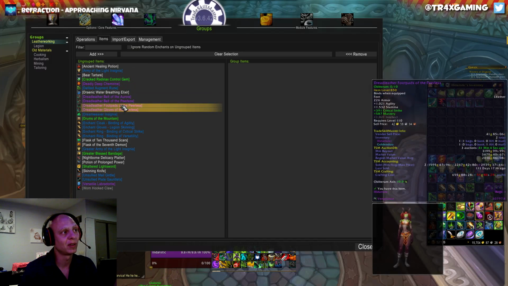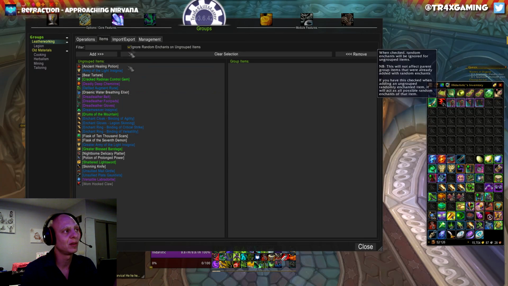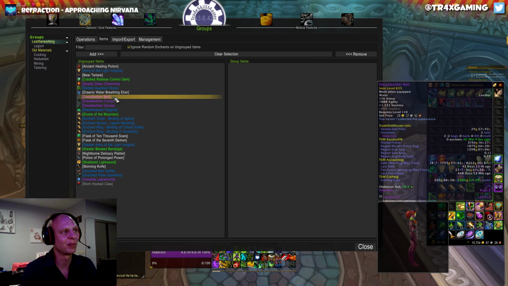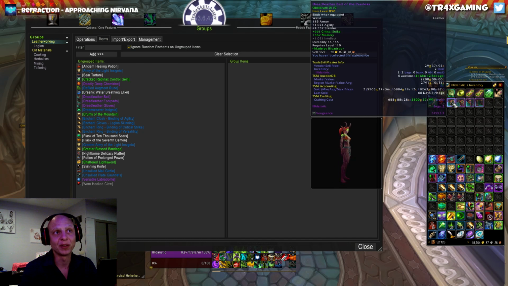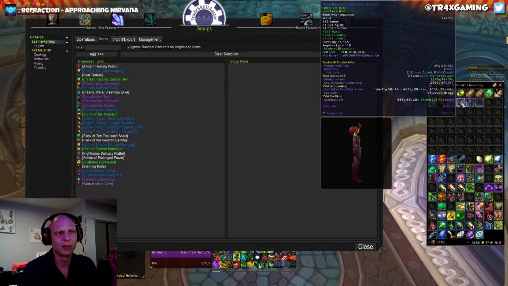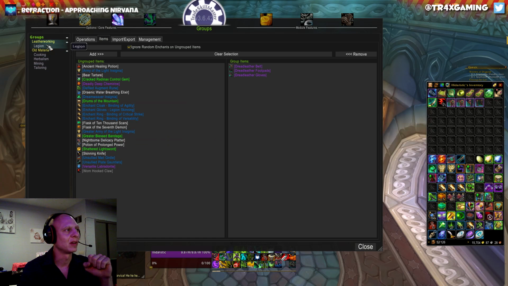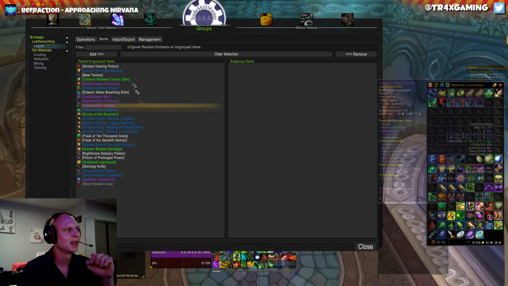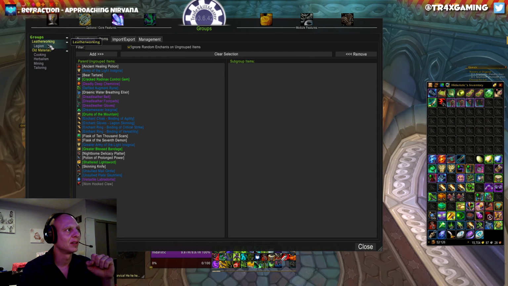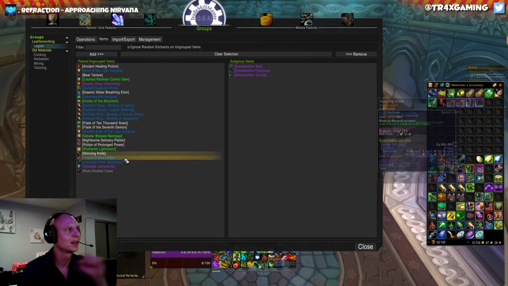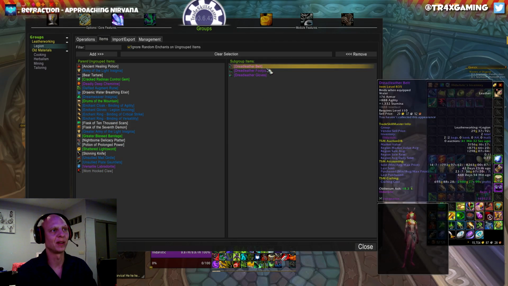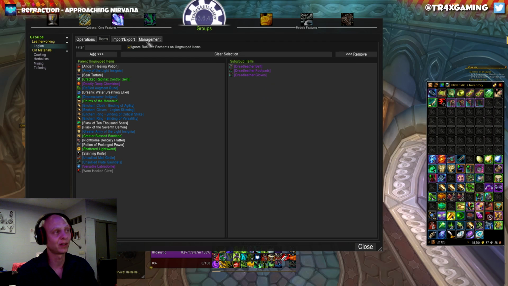Or if you don't want your groups to be too big, you use ignore random enchant and it will say dread leather belt instead of dread leather belt of the Peerless and dread leather belt of the Aurora. You can put these on. Okay, so we are now in leatherworking and then Legion itself. So this is Legion stuff. Dread leather belt, dread leather foot pads, and dread leather gloves.